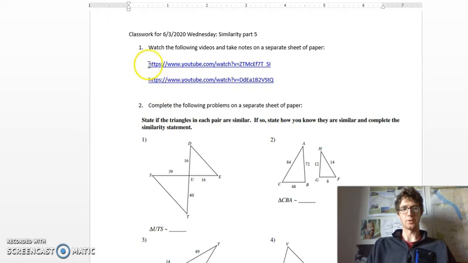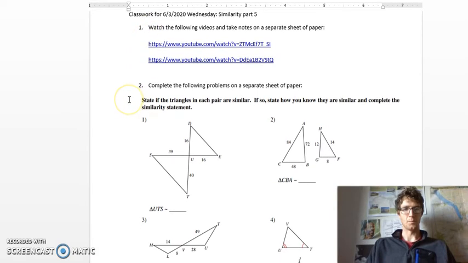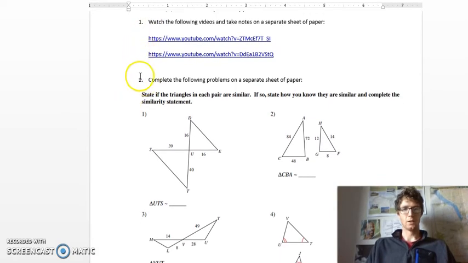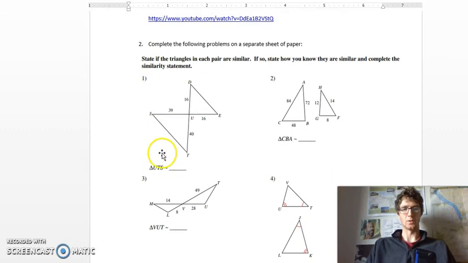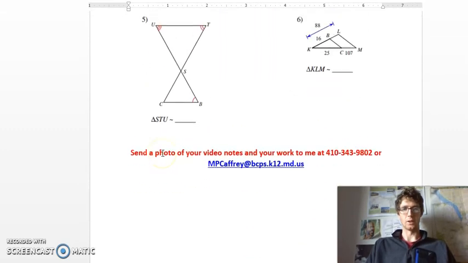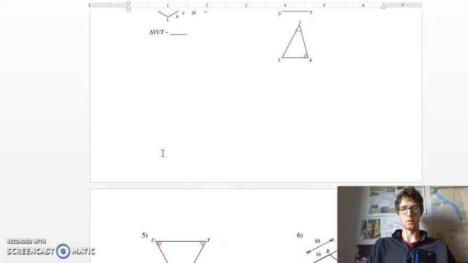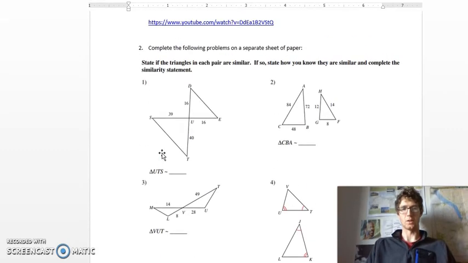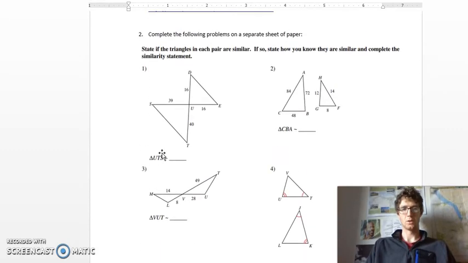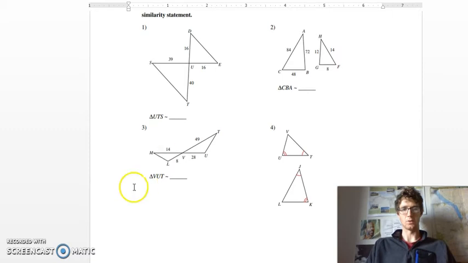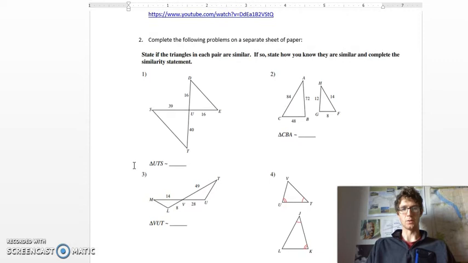So what I want you guys to do first is to watch these two YouTube videos and take some detailed notes and send me those notes so I know you guys watched them. Then after that, I want you guys to do these problems here. So I've assigned these 1 through 6. I think I'll just go over maybe the first 2 or so. Yeah, I'll go over the first 2. So let's see.